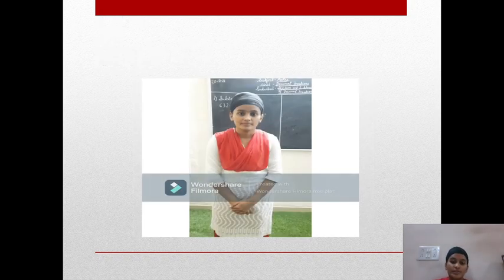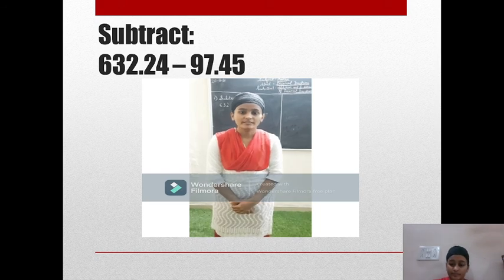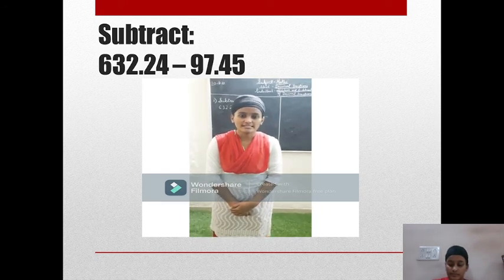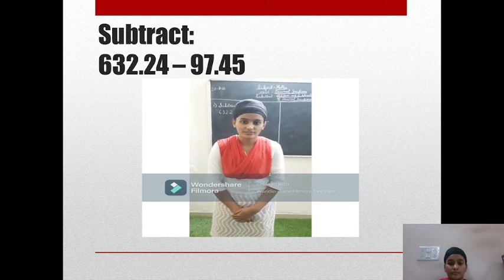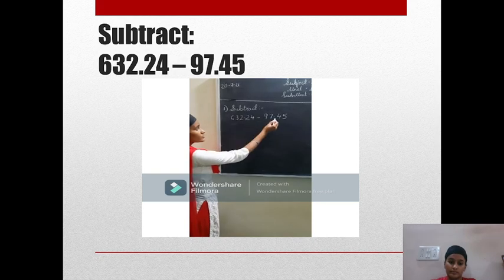Okay, students. So now see one more example, where you are performing a subtraction. These two numbers, 632.24 minus 97.45. We'll see how to perform the subtraction here. So now we will solve a sum based on subtraction of decimal fractions. So you have to subtract these two numbers.